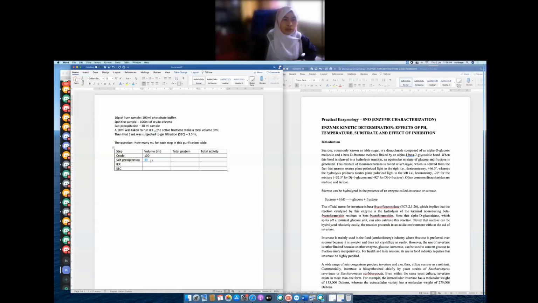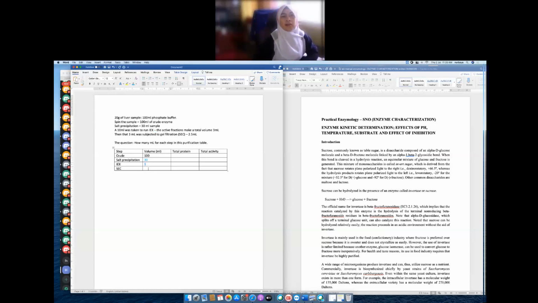Because of the salt precipitation, you have 30 mil. That means from IEX, you will get 9 mil, because you need to do a simple calculation. If it is 10 mil, you will get 3 mil. If it is 30 mil, you will get 9 mil. So this is going to be 9 mil.